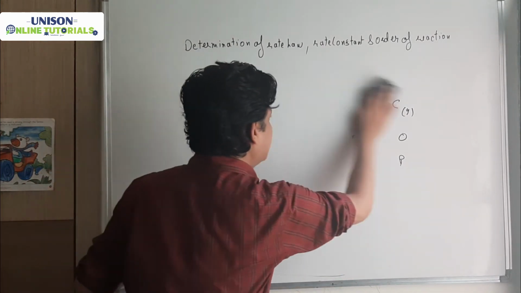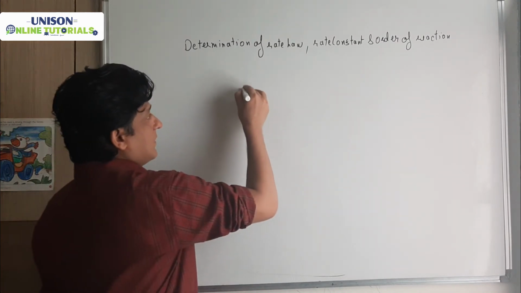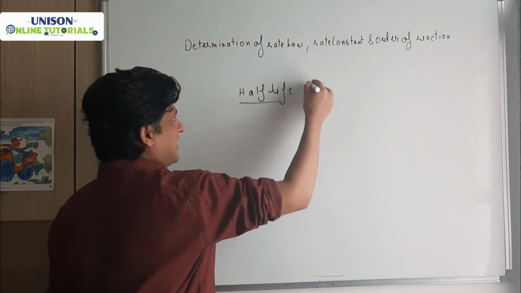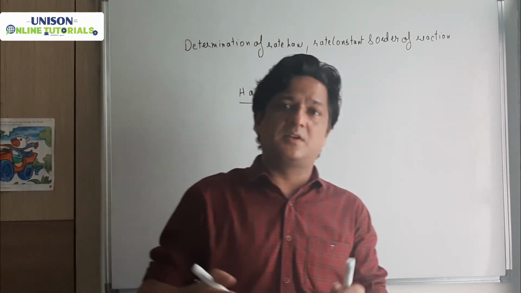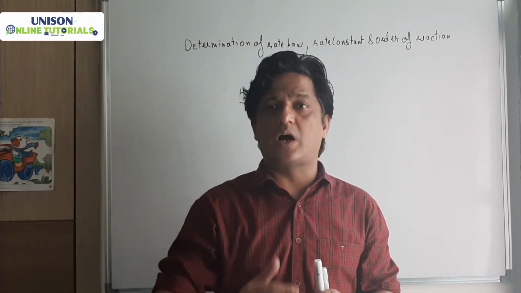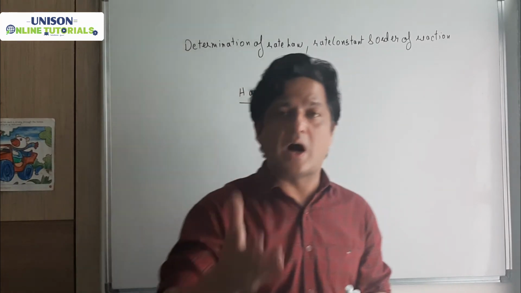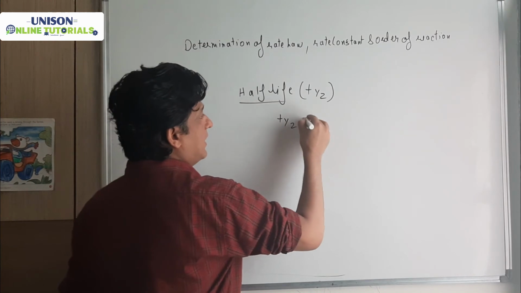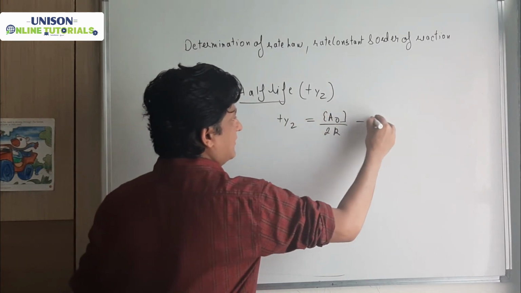The fourth method we have is the half-life method. First of all, we'll talk about what half-life is, that is t half. It is the time in which half of the substance decays from its actual value. Whatever the actual value is, the time in which half of it decays is known as its half-life. We have seen that t half for zero order is a naught by 2k.